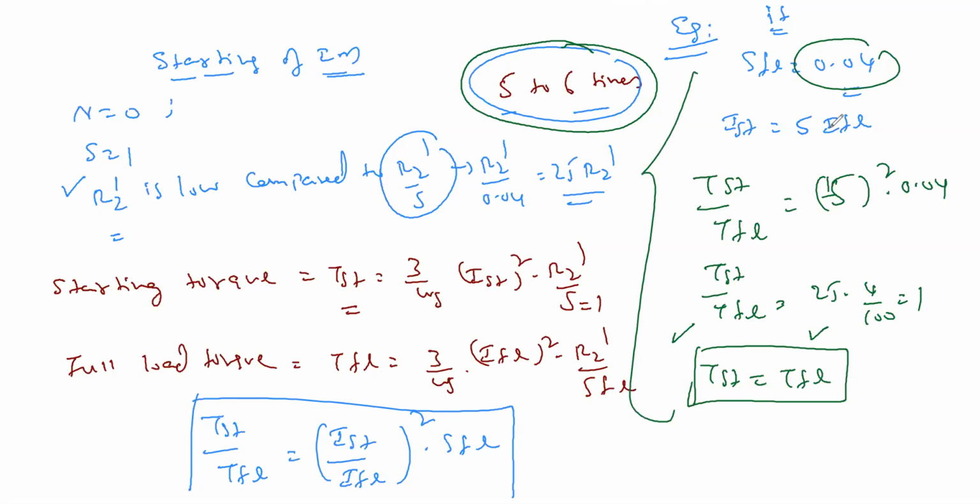You copy this one. If S full load is 0.04 and I start is 5 times of full load, what is T start? And you can see T start by T full load. You copy this one. So I need to reduce the current. I need to control the starting current.